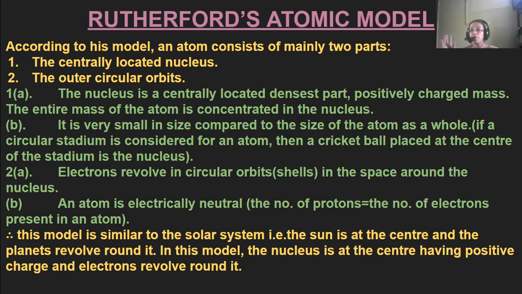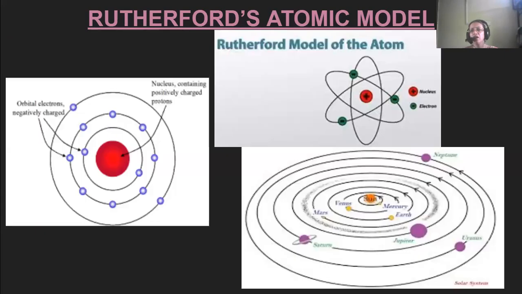So Rutherford's atomic model, two things are there. One is the nucleus centrally located, and the circular orbits which contain the electrons that revolve around the nucleus. Okay. So next, this is the picturization. You can see this is the nucleus, and these are the shells or orbits around which the electrons are moving, these electrons having negative charge, and the nucleus which contains the positively charged protons inside it. Okay. So this is Rutherford's atomic model.